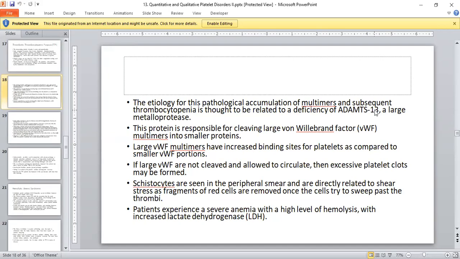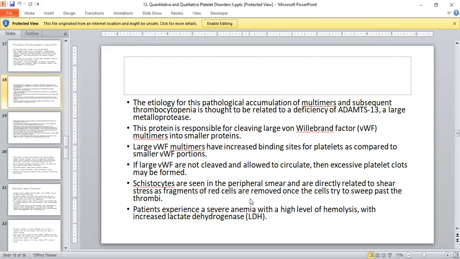So they exist as multimers, which now increases the binding sites. Von Willebrand factor acts like the glue when there is vascular injury. It's what helps the platelets bind to each other and bind to the collagen on the vascular endothelial wall. So the multimers will increase the surface area, meaning there will be more binding of the platelets to each other.